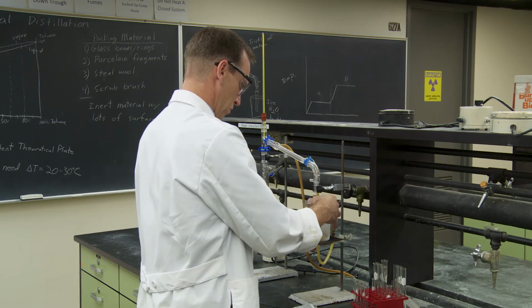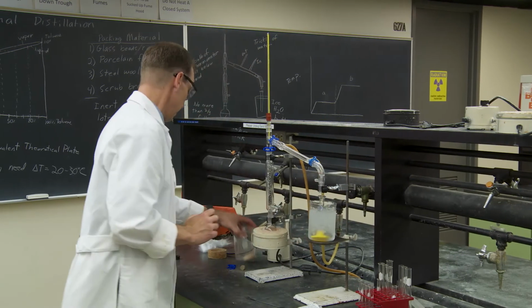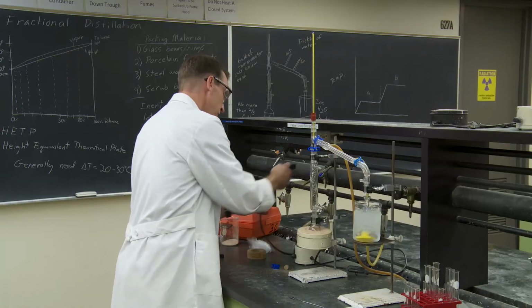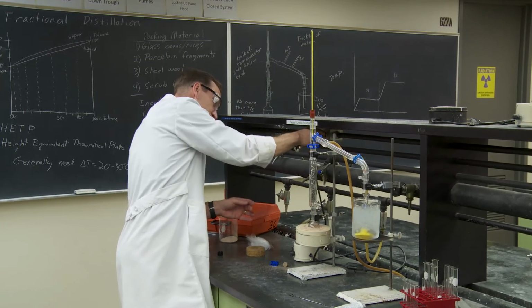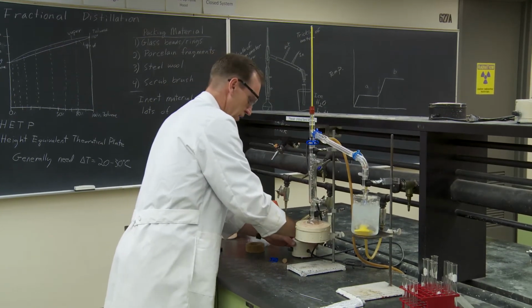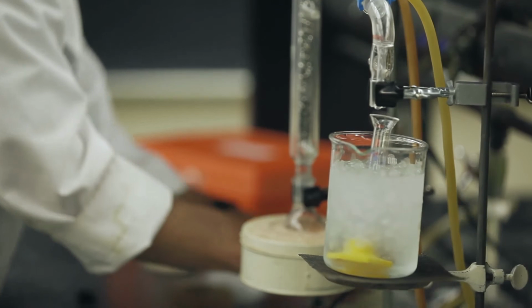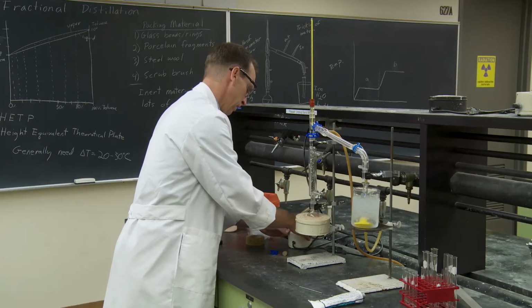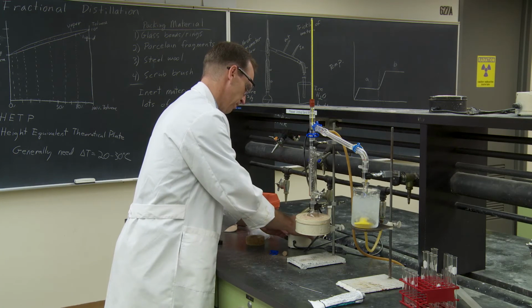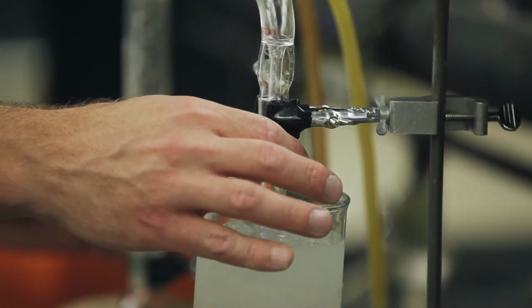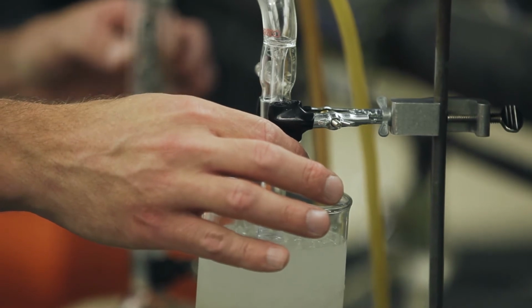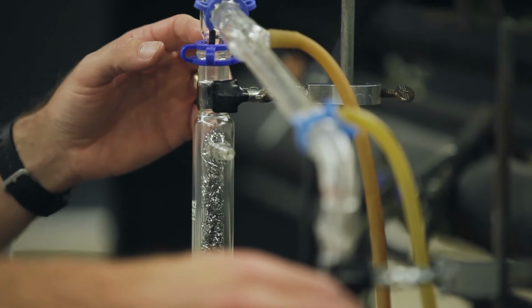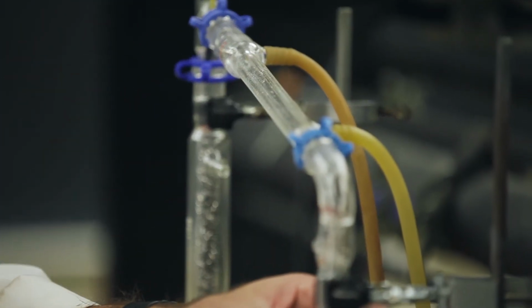Okay. Now we'll go ahead and turn on our sand bath. And I'll start by turning the variac up to about 4.5. As the solution is boiled, there's a reflux ring that's climbed up the fractionating tower. Okay, now I have my first few drops coming over.